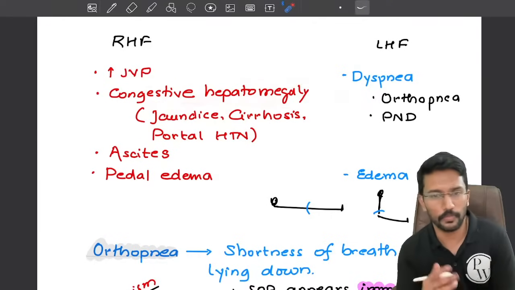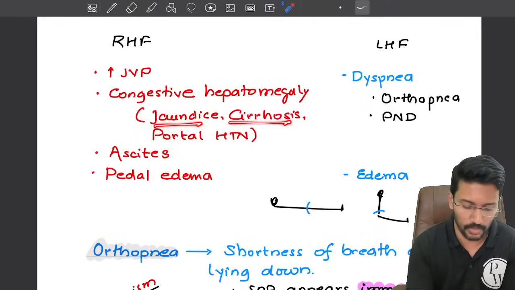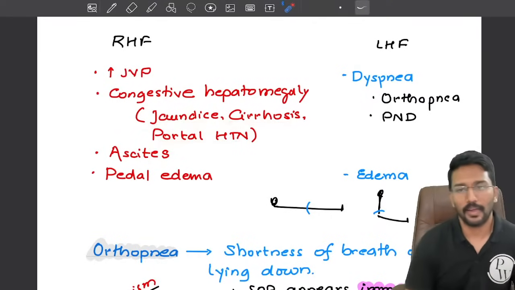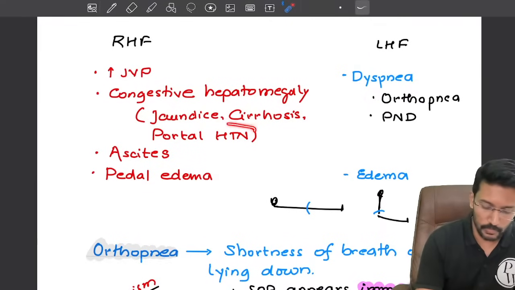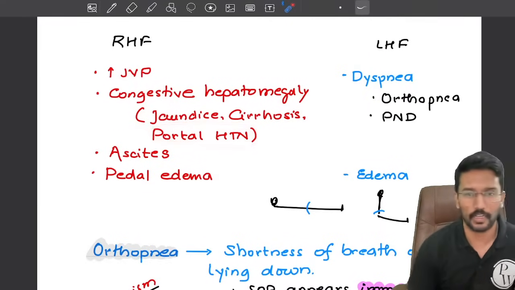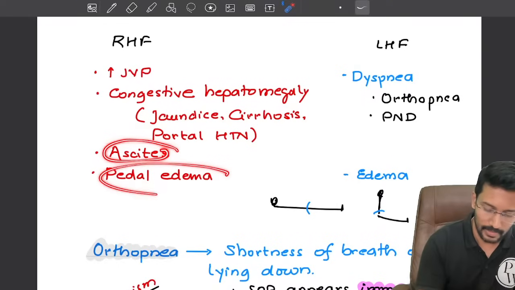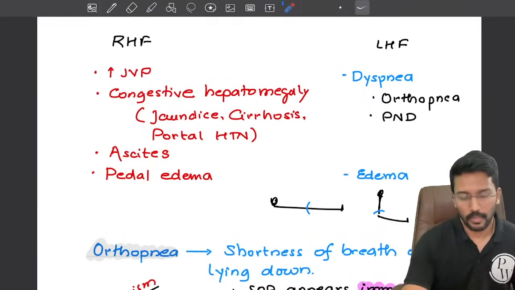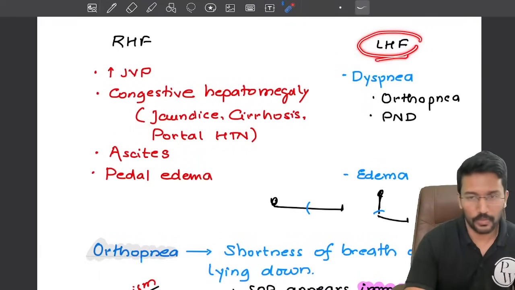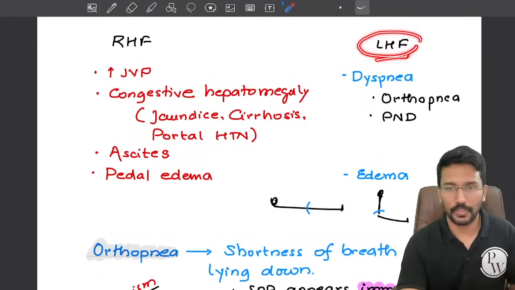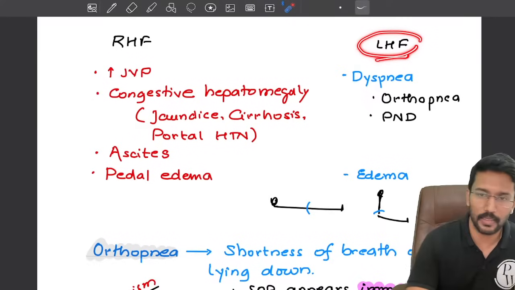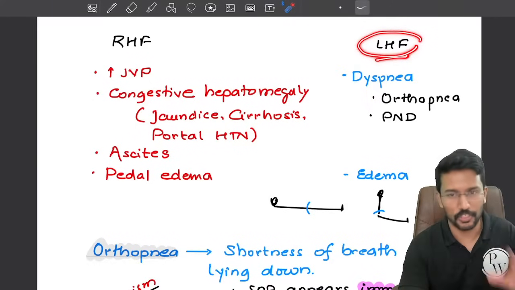And once there is congestion of the liver, patients will develop jaundice, cirrhosis, and portal hypertension, right? So one of the causes for portal hypertension is also right heart failure. Then right heart failure will also lead to ascites and pedal edema. Now when you have a left heart failure, there is a rise in left atrial pressure, and that rise in left atrial pressure will lead to back pressure and congestion of the lungs.